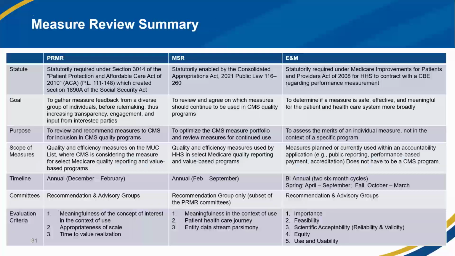Okay, so we have covered a lot of content for primer, MSR, and E&M. And so the purpose of this slide is just to show, as a quick reference, to highlight the key differences in each of the 3 measure review processes and to summarize the key points. So in summary, primer is the annual process used to review measures on the MUC list and to recommend measures to CMS for inclusion in CMS quality and value-based programs. Primer is statutorily required under Section 3014 of the Patient Protection Affordable Care Act.